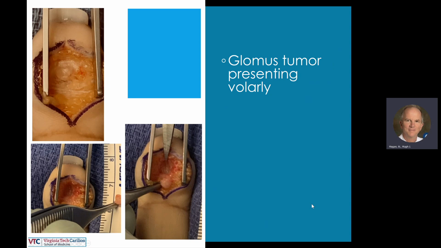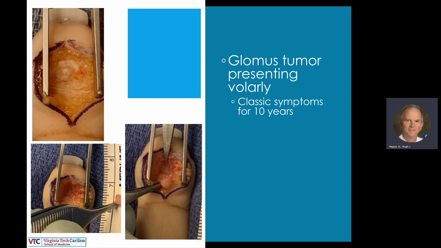Here's another one, a patient of mine who had a glomus tumor presenting volarly, lots and lots of tenderness in the pulp of the finger, an MRI that showed a lesion, negative x-rays. These are surgical pictures. In the upper left, you can see the glomus tumor. In the lower right, you can see the glomus tumor after excision, and lower left, the cavity that was actually pushed into the bone by the slow growth of this lesion.